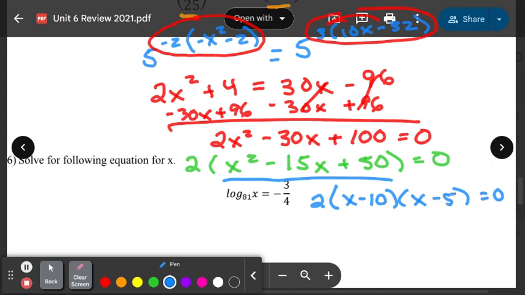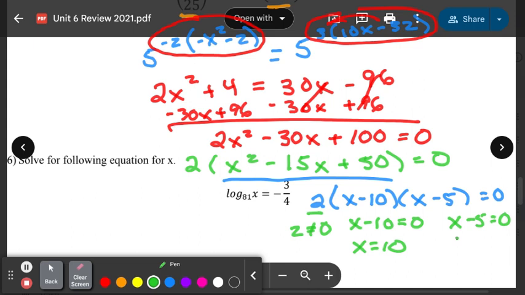Now, when you set your factors equal to 0, 2 is a factor, but it is inconsequential, so it does nothing. We have x minus 10 equals 0, so x equals 10. X minus 5 equals 0. X equals 5. So in theory, you should check your work always and make sure there's nothing to reject. But I'll tell you, in this unit, we're not worrying about rejecting anything. Everything will work.